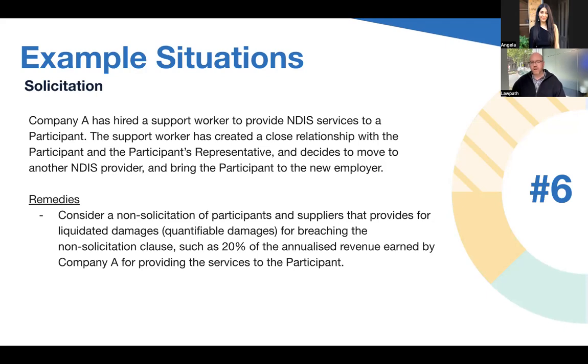damages. And the liquidated damages is saying, but if you do breach this clause and you do take away the participant, then you're going to buy that participant off of us by paying us liquidated damages, our pre-estimated loss of revenue as a result of your breach of this clause, which might be 20% of the annualized revenue that we would have earned from that participant, but for your breach of this clause.